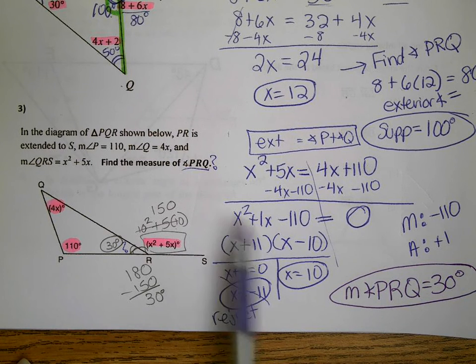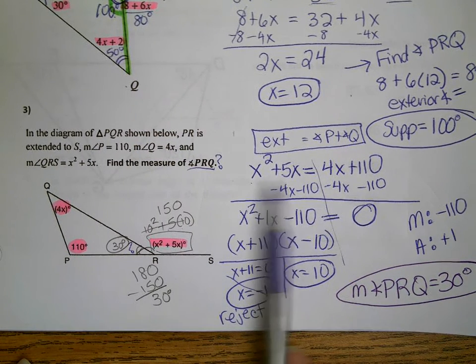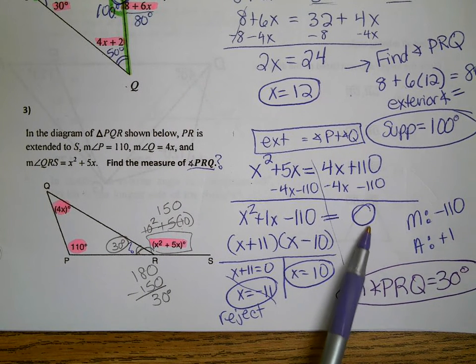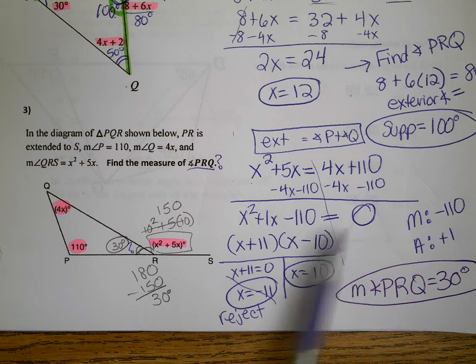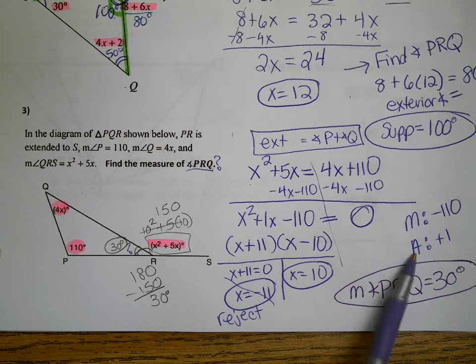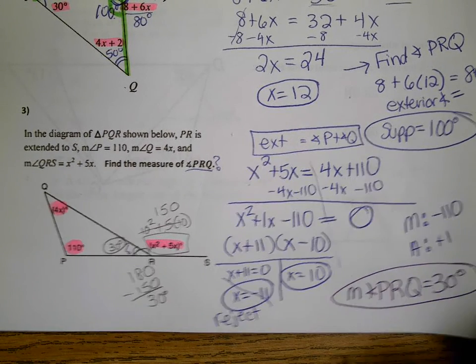So again, once you set up your equation, the exterior angle equals the sum of the two inside angles. We set our equation equal to 0. We factored according to what multiplied to negative 110 and what adds to 1. Okay. Next page.